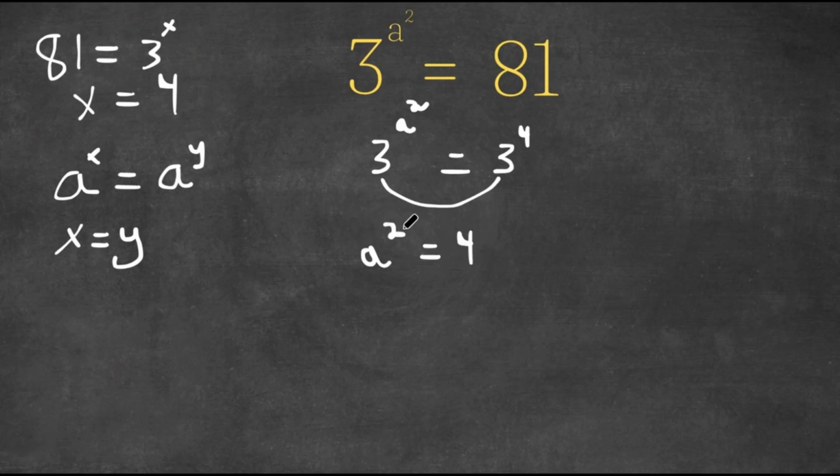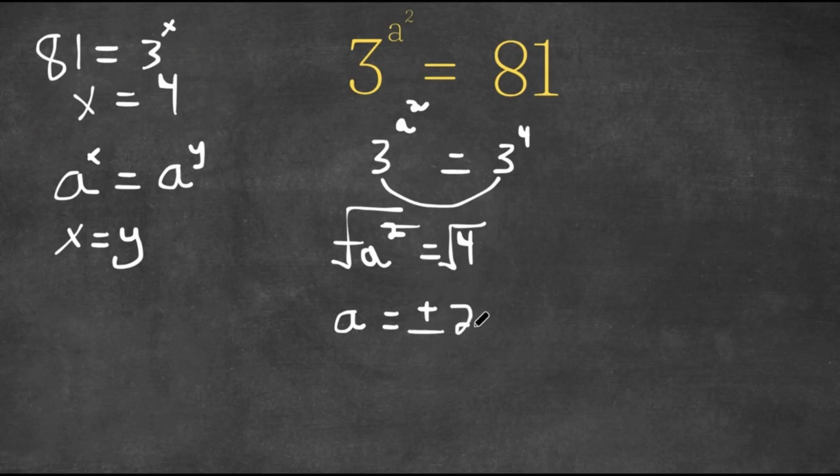So now we want to cancel out this power, so I'm going to take the square root, because remember, the square root is the opposite of the power. Now these two cancel out, and we are left with a is equal to plus or minus 2. Most people would just say that the answer is 2, but it's actually positive or negative 2. So now this is our answer.